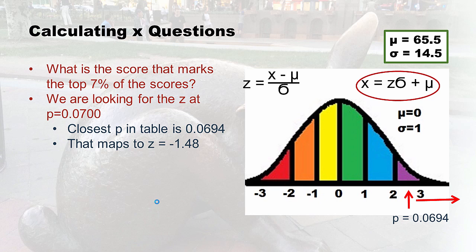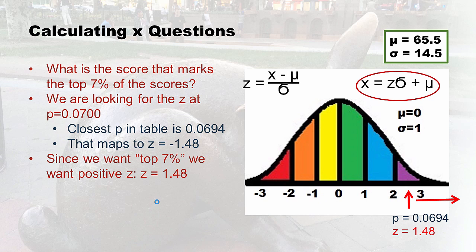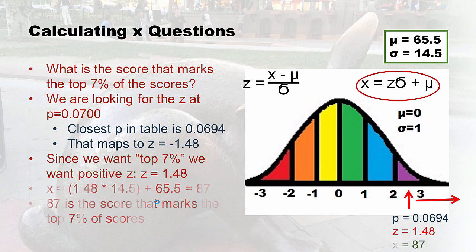So that is the z-score at the bottom 7% of the scores. We're going to use the positive version of that z since we want the top 7%. So we're going to use 1.48, the opposite z. And now we're going to plug it into the equation. So 1.48 times 14.5, which is the standard deviation, plus 65.5 equals 87. So 87 is the score that marks the top 7% of the scores.